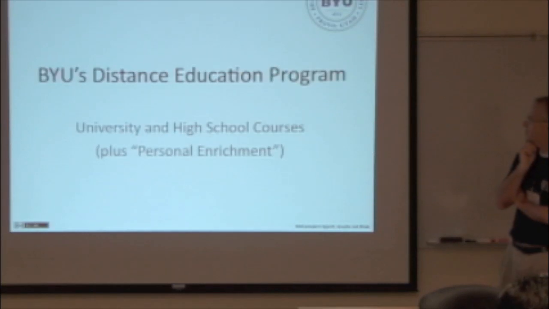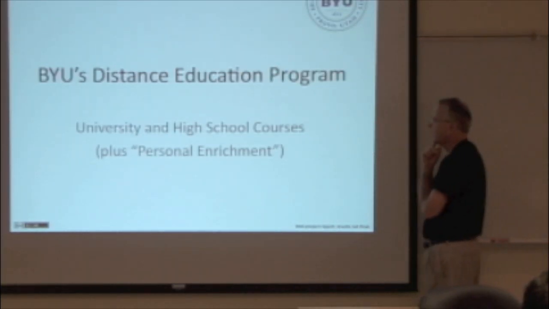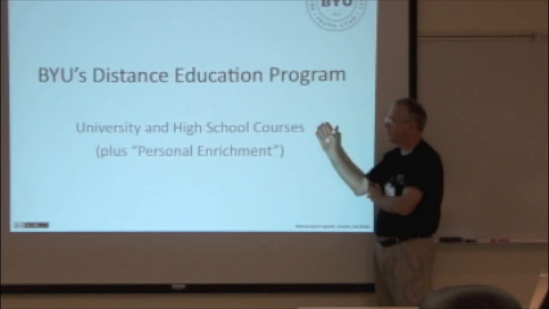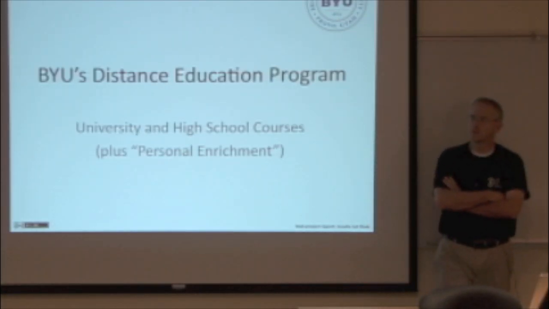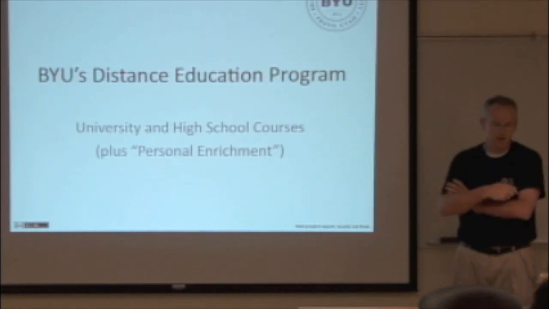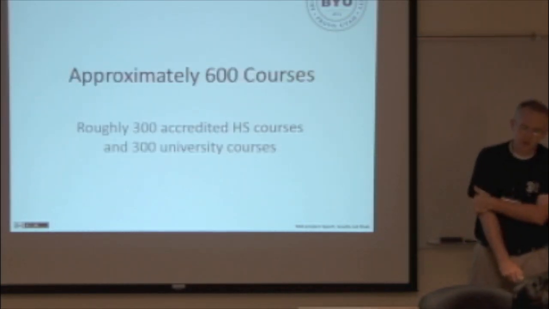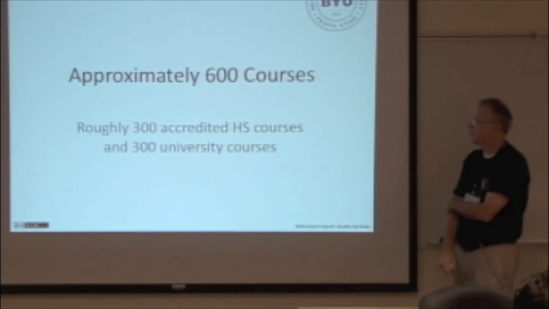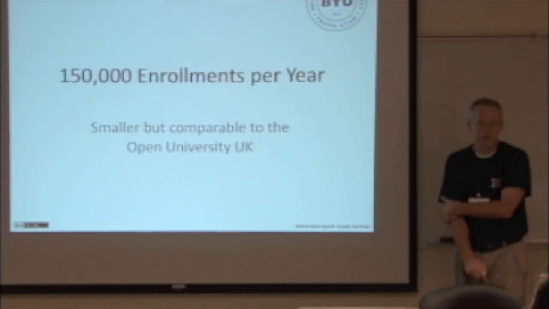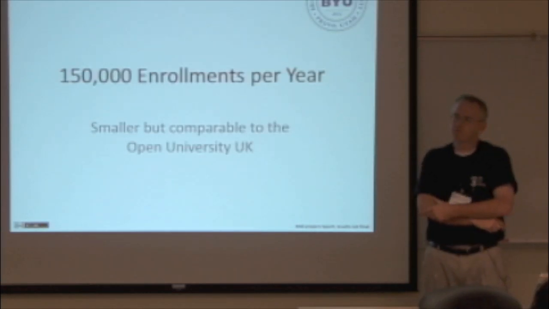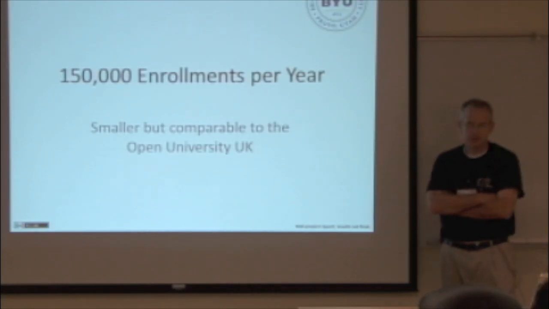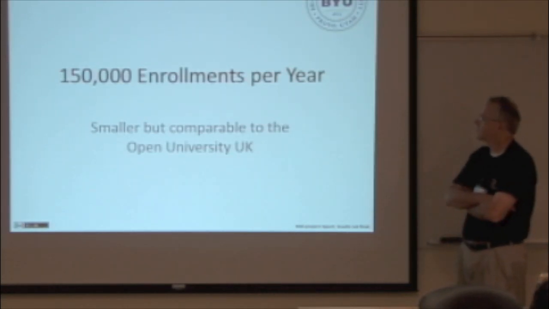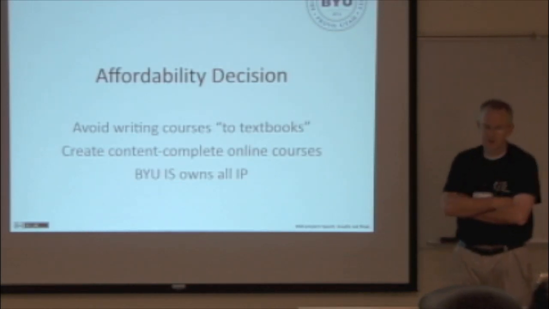So BYU's distance education program offers university and high school courses that are paid enrollment courses that either give you credit or show up on a high school transcript. But they also have some personal enrichment courses which are free for people to take, but they're not openly licensed, and that's not what we're talking about. There's about 600 courses in the catalog, roughly evenly split across high school and university level courses. And BYU Independent Study does about 150,000 enrollments a year. So it's smaller than the OpenU of the UK, but it's comparable in size. It's quite a large operation.